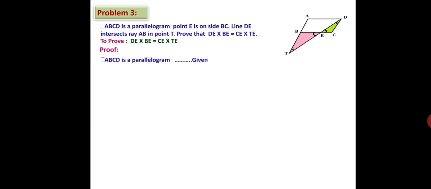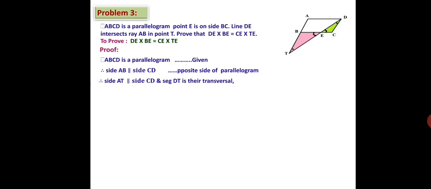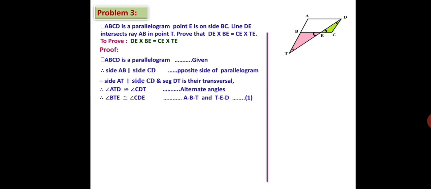So let us carry out the proof. Quadrilateral ABCD is a parallelogram, it is given. Therefore side AB is parallel to side CD, opposite sides of this parallelogram. Therefore side AT is parallel to side CD and DT is their transversal. As DT is the transversal, you are getting angle ATD congruent with angle CDT, alternate angles. Also, angle BTE is congruent with angle CDE, since A-B-T and T-E-D is the betweenness.